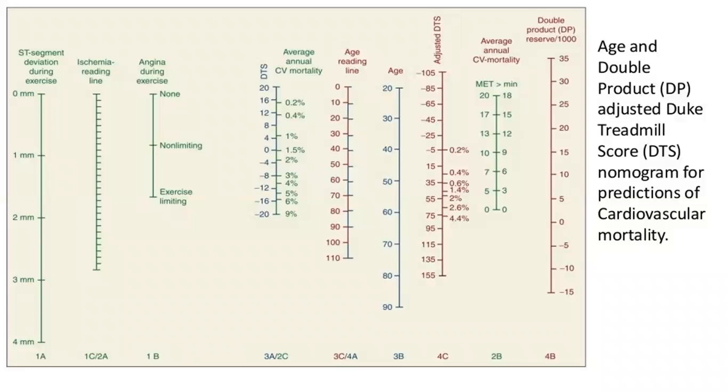Here you can have a look at a chart of age and double product adjusted Duke treadmill score, a nomogram for prediction of cardiovascular mortality. You can have a look at ST segment deviation during the exercise. Here is the ischemia reading line. Angina during exercise, whether it can be none, non-limiting or exercise limiting. Average annual CV mortality, age reading line. Here this is adjusted DTS. And second last, you can see the average annual CV mortality and last, double product reserve.